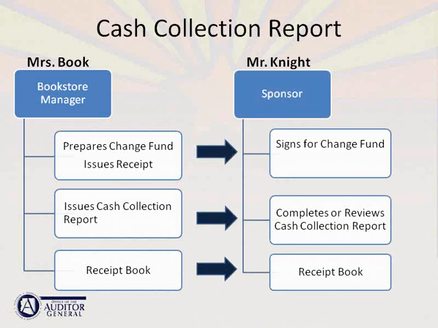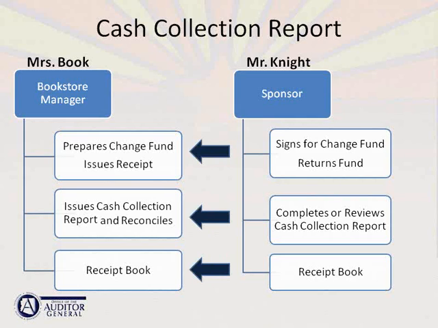The club issued a cash receipt for each sale, so Mr. Knight will record the number of the last receipt used on the cash collection report and submit the report, the receipt book, the change fund, and all cash collected back to Mrs. Book. Mr. Knight should make a copy of the cash collection report for the club's record.